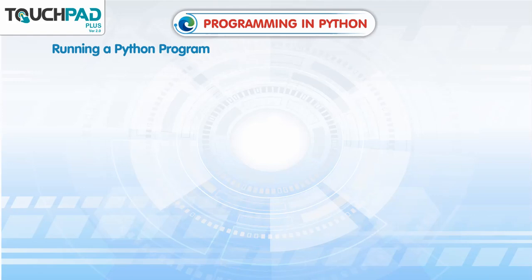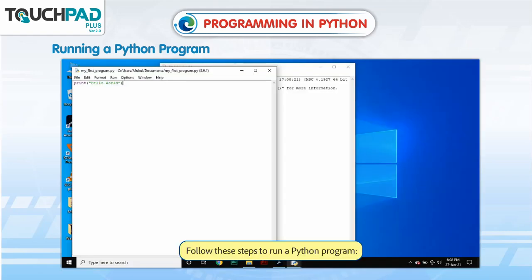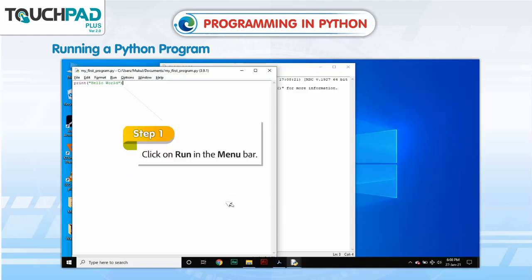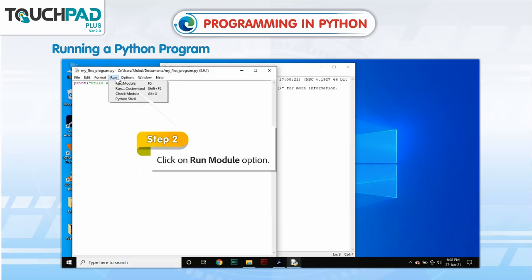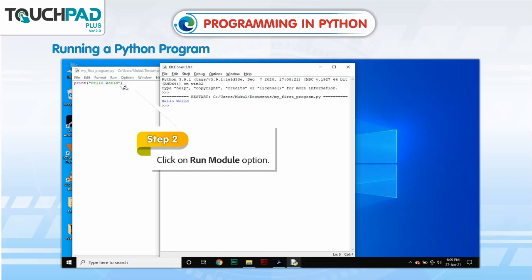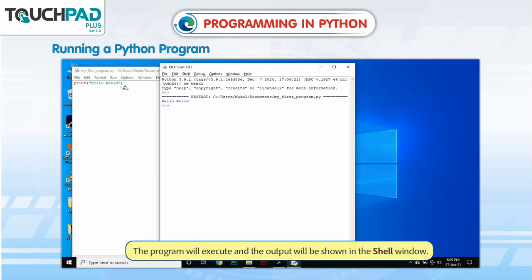Running a Python program. Follow these steps to run a Python program. Step 1. Click on Run in the menu bar. Step 2. Click on Run Module option. The program will execute and the output will be shown in the shell window.